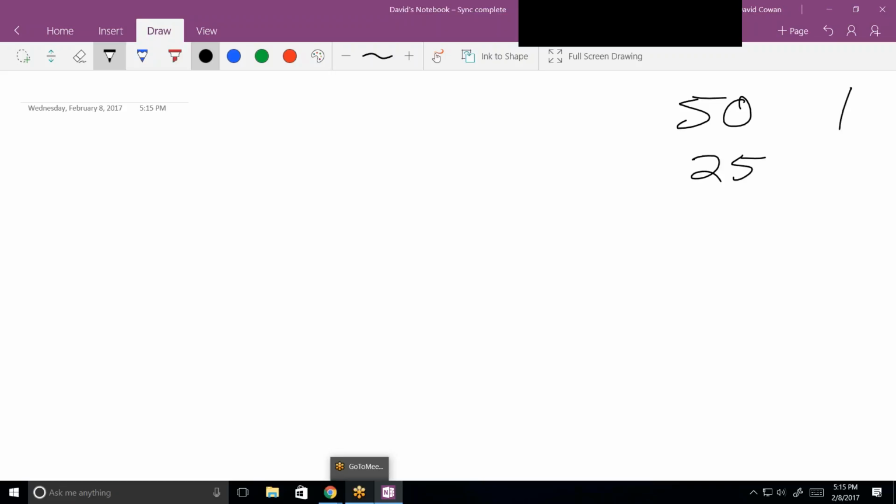Which means I have to double this. Now, I cannot take half of 25. I can't take a third of 25. And if I couldn't take half of it, I can't take a fourth of it either. Can I take a fifth of 25? Yes. 5. Which means I got to multiply 2 by 5. There are all of the factors of 50.